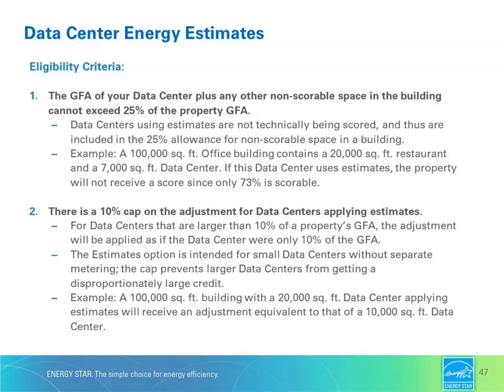So for example, if you have a 100,000 square foot building that includes a 20,000 square foot data center, the estimates adjustment that Portfolio Manager performs will treat that data center as if it were only 10,000 square feet, or 10% of the building's gross floor area. So that's what the cap means.